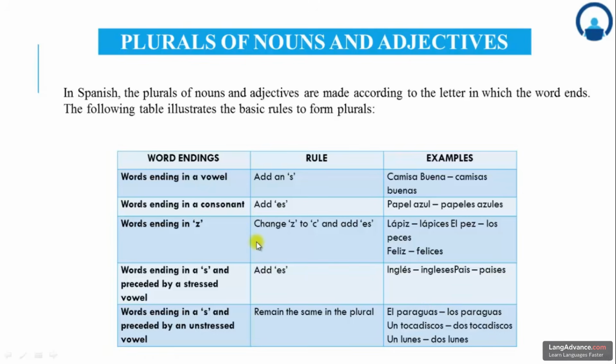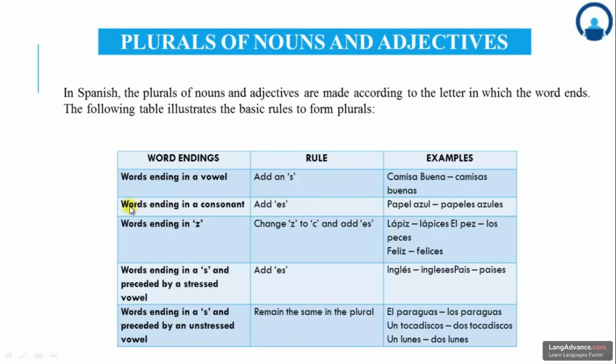So the first rule is words ending in a vowel, that is A, E, I, O, U in English, and in Spanish it is called A, E, I, O, U. If it is ending in a vowel, then add the letter S at the end. For example, camisa, buena. We have a vowel at the end of the word, so we add S at the end, and it becomes camisas, buenas. So these have become the plural now.